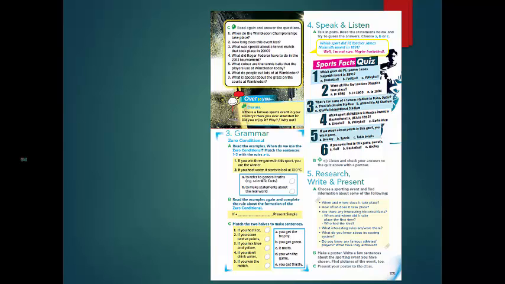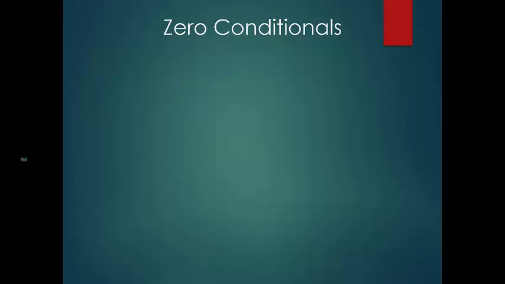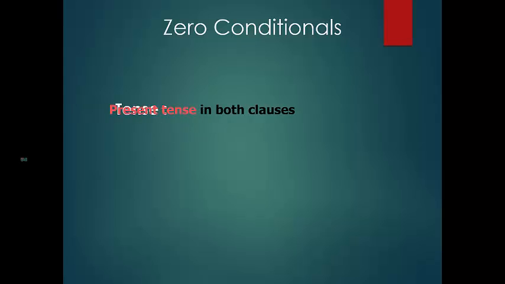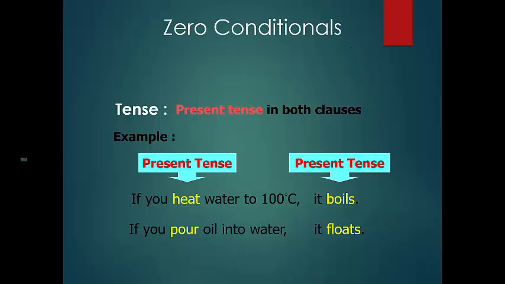So, open your book on page 105, this section here, and answer the questions about the video. The tense we use is the present tense in both clauses. As the examples show, if you heat water to 100 degrees, it boils. And if you pour oil into water, it floats. So the first clause is in the present simple, and the second clause is also in the present simple.